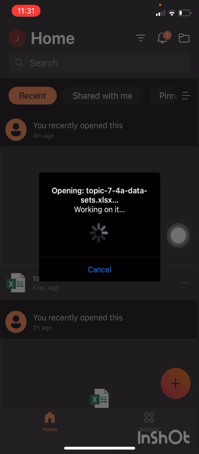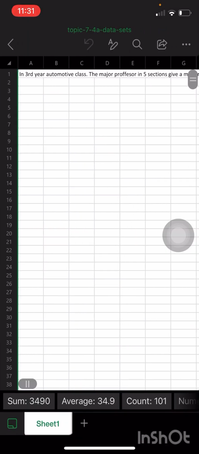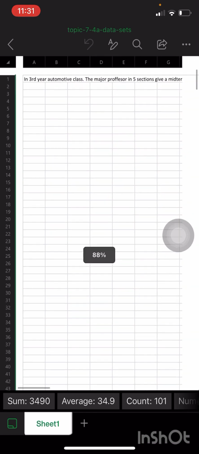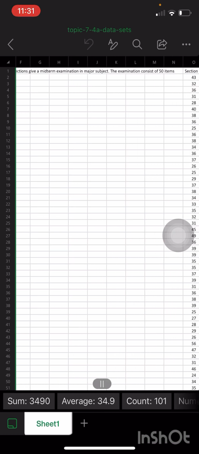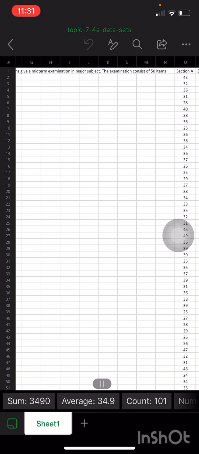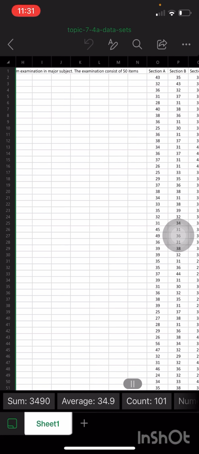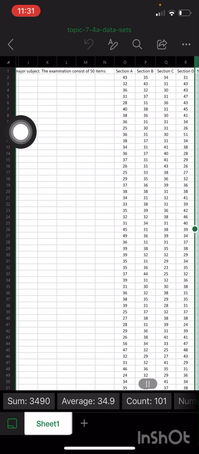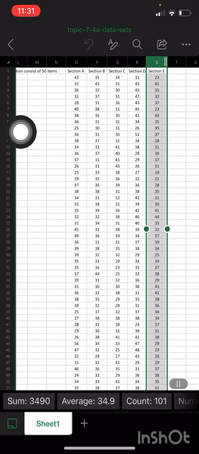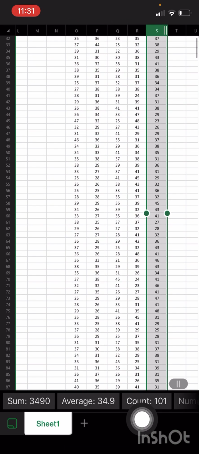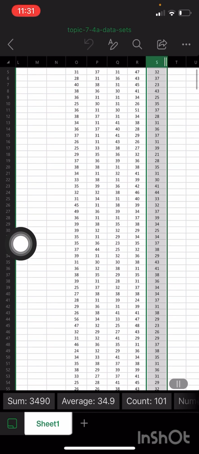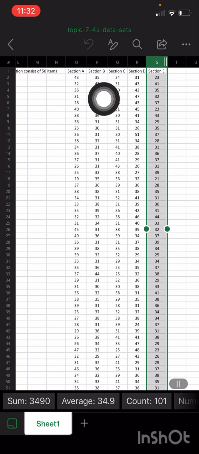data sets. In a third year automotive class, the major professor in 5 sections gave a midterm examination in a major subject. The examination consists of 50 items. So, we created data based on the sections. Every section consists of 100 respondents. So, 5 data sets, section A, B, C, D, and E.